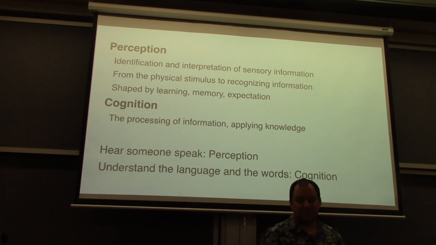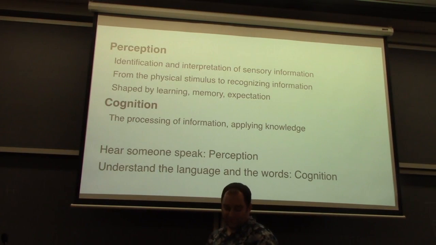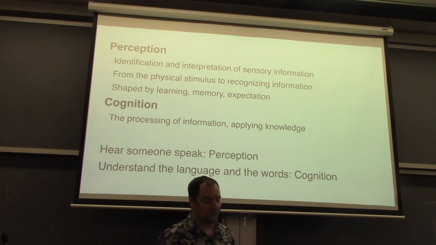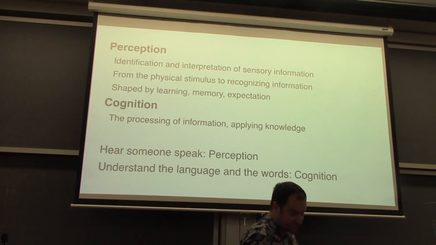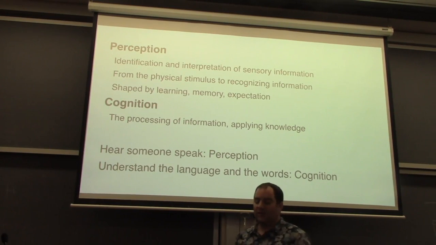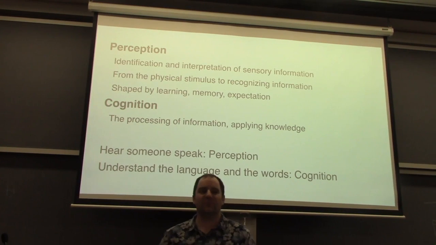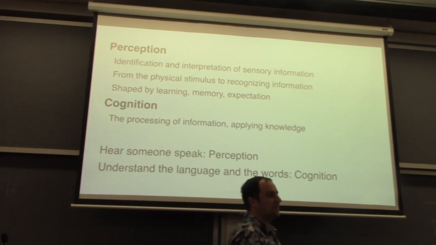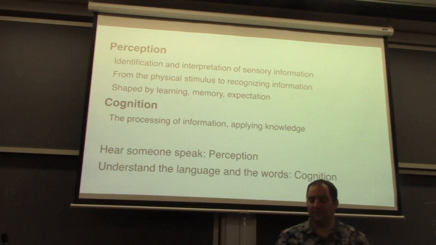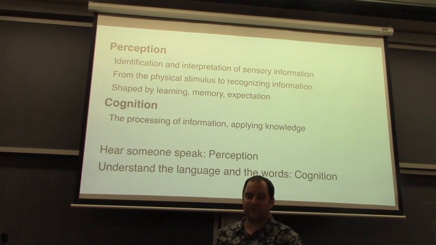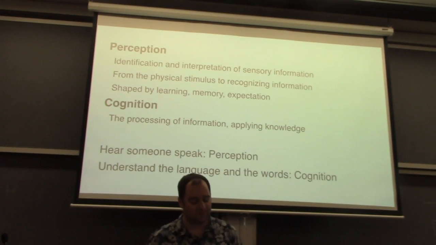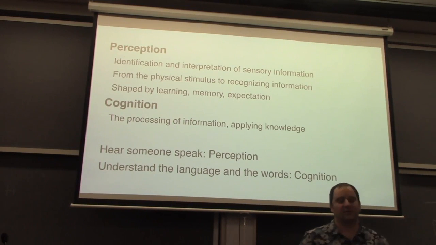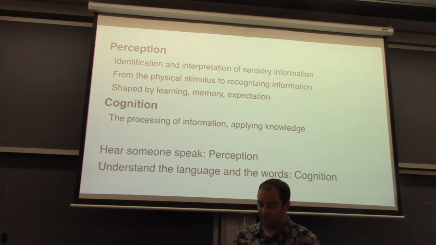Cognition, in contrast, is a higher level process, how we process information and apply knowledge, so we learn something. A good distinction between those two is if you hear somebody speak in a language that you don't know, you perceive them to speak, but you don't know the language, hence you cannot understand what they're saying. So this is a perceptive process, not a cognitive process. But if you understand the language and the words, then the cognitive process is engaged.